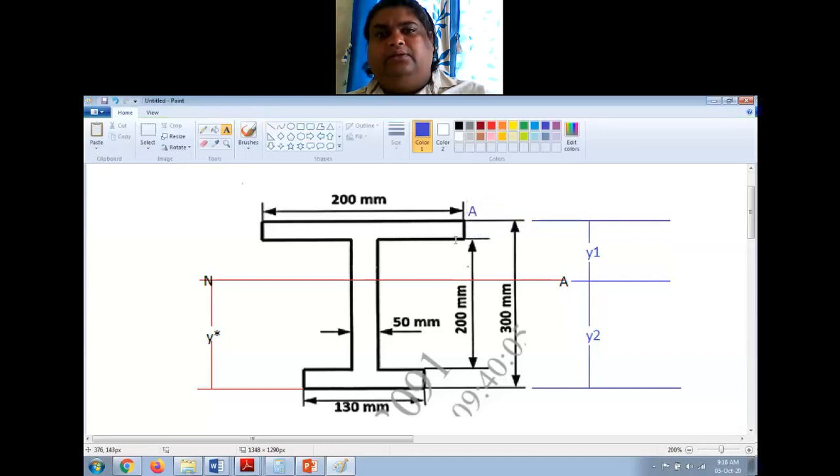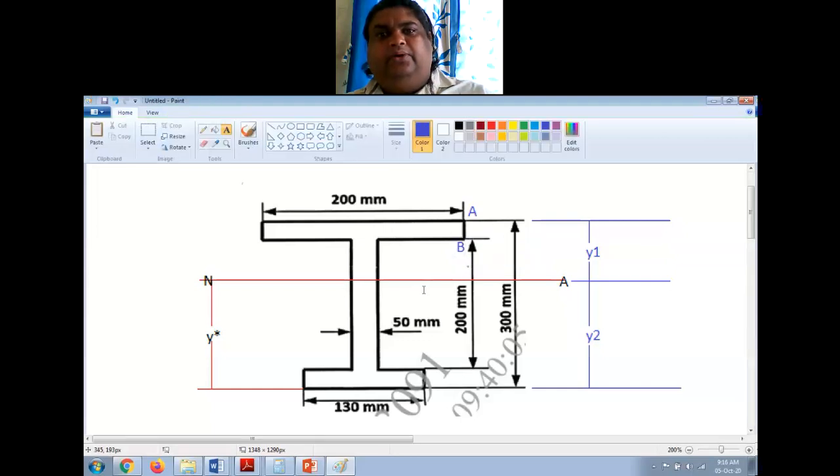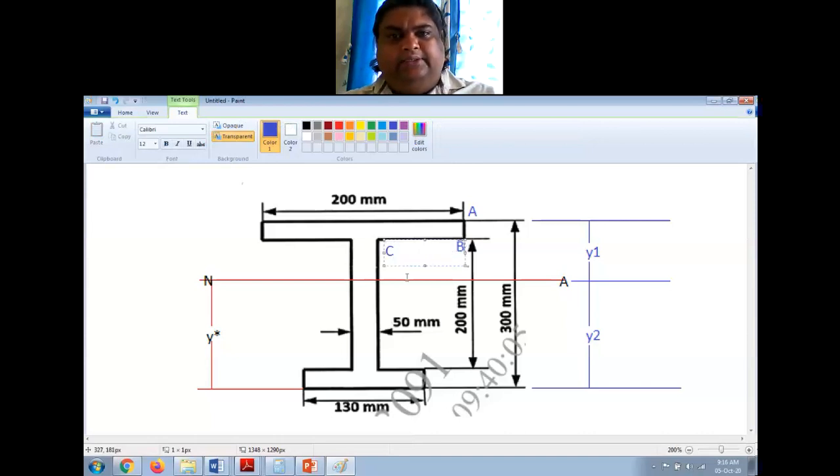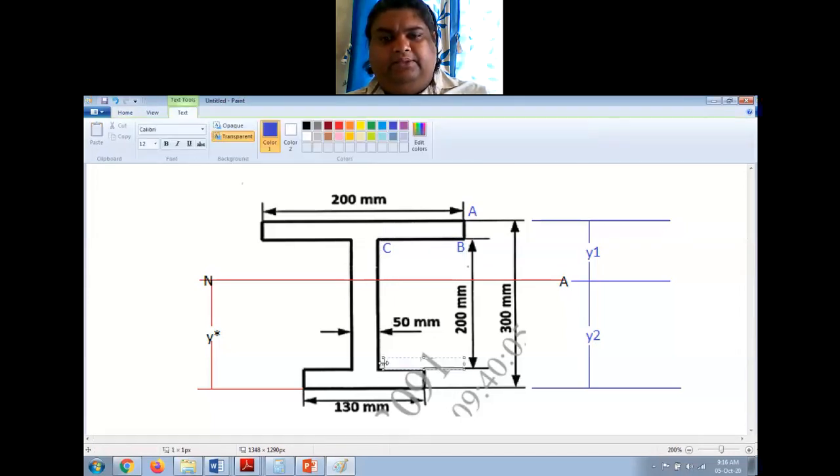The bottom surface of the upper flange here, I will take as B. And this is the junction of the web and the upper flange; I'll call this point C. This is the neutral axis. Similar to these 3 points, we will have 3 points here, A, B, C.